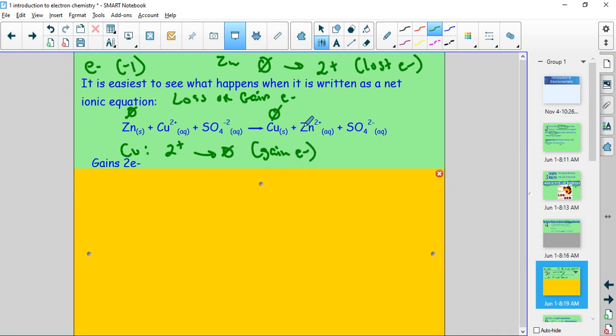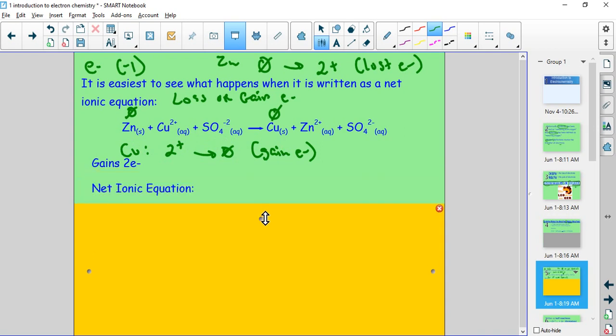Now, how many electrons each of these has gained, they should be equal. Now, they are not always equal. We'll get into balancing our redox reactions in our next lesson, but here we see that zinc has lost 2 electrons, and here we see that copper has gained 2 electrons.